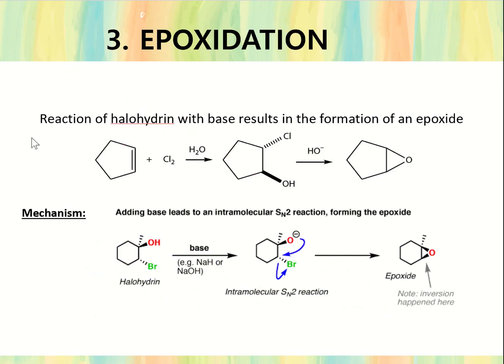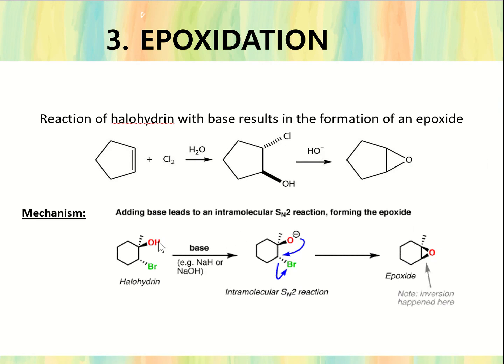What's interesting to note here is that the reaction of a halohydrin with base results in the formation of an epoxide as well. So if we know how to make a halohydrin, which we know now, we can react that with base in order to form an epoxide as well. And this is the mechanism for adding base, an intramolecular SN2 reaction forming the epoxide.